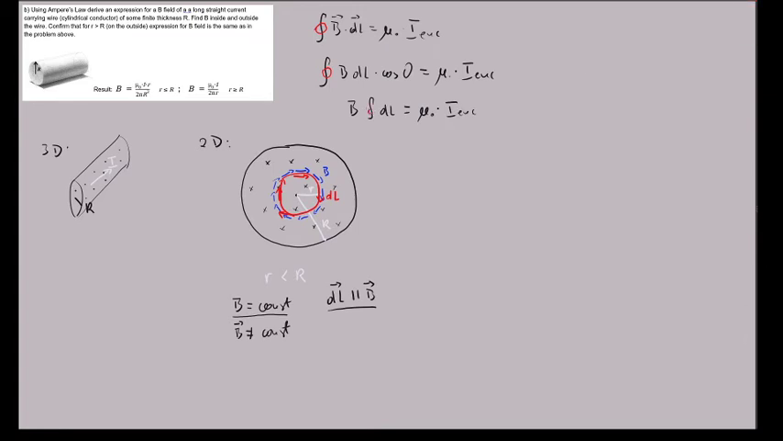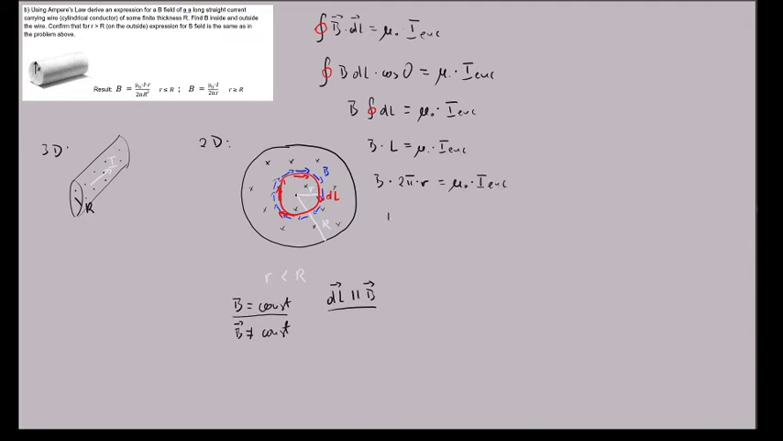Now the integral here, the sum of all of the little elements dl along this whole loop, is just going to give me the length of the loop. And so I'll have B times L equals mu naught times I enclosed, and L is nothing but 2 pi little r. It's little r, not big R, because if I were to put big R here, then I would be calculating the length of this circle. But if I put little r here, then I'm calculating the length of the red loop, and that's what I want.